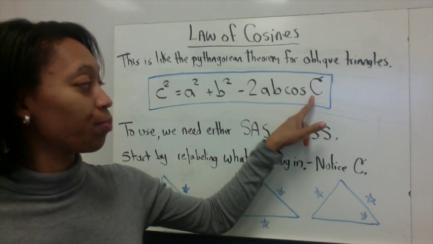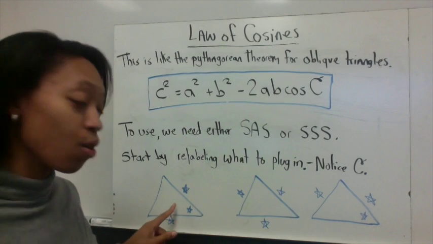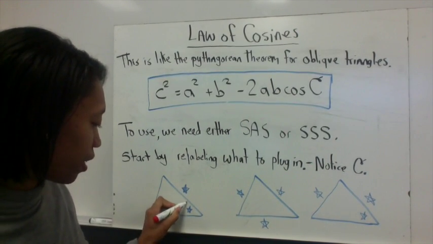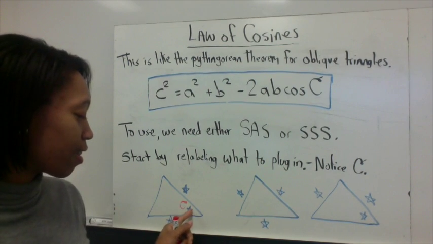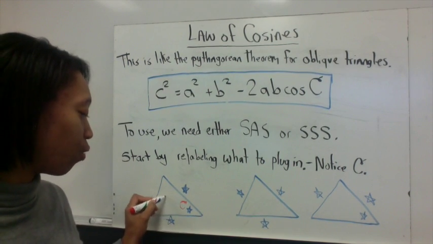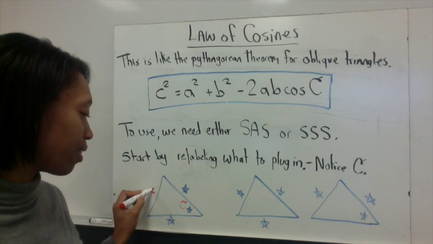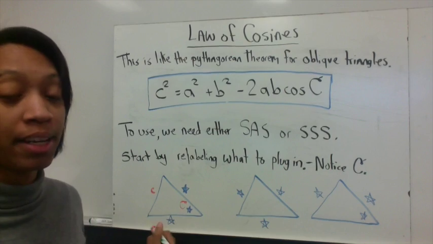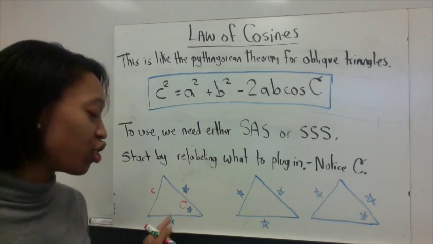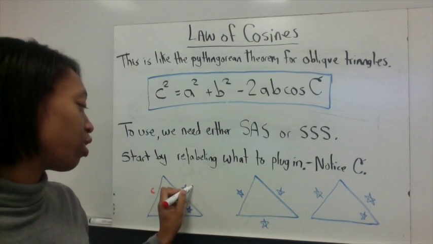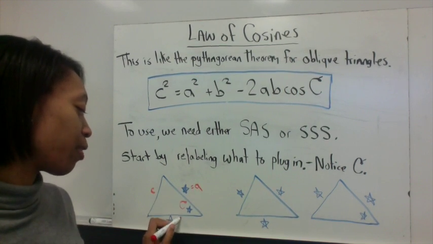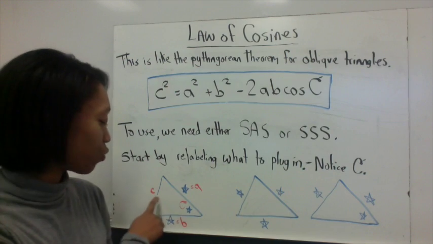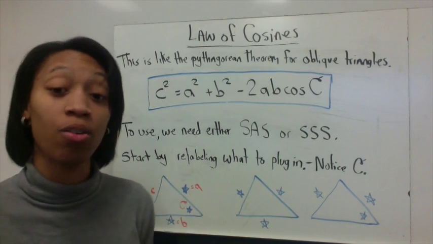Since C is the only angle, if they only give you one angle, then that's the thing that you're going to plug in for C, which means that right across from that angle would be the lowercase c, the side that you don't know. And then the other two can be a or b, and it does not matter which number you plug in for a and which number you plug in for b. It doesn't matter. But the C has to be the one that's right opposite from the angle.